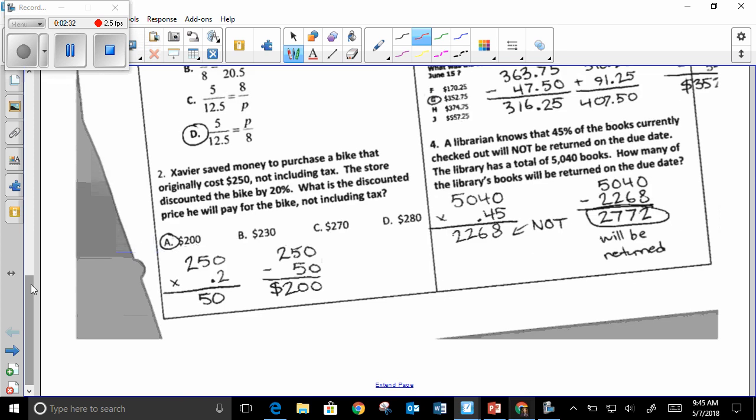Number 2, Xavier saved money to purchase a bike. It originally cost $250. The store discounted it by 20%, which means that you're going to pay less. What is the discounted price? Meaning, what are you paying for this bike after it's been discounted? So basically what you need to do is to find 20% of $250, which gives you about $50. The $50 is the discount that you will take off of the $250. So your total price for the bike is $200, which was A.